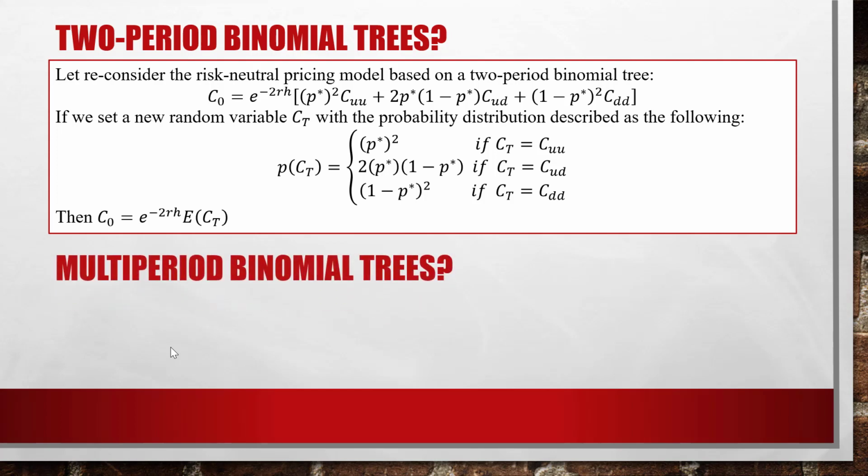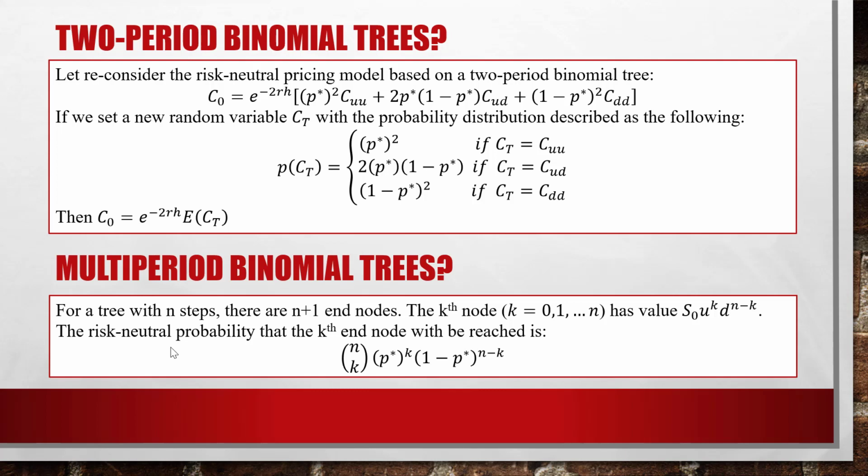Now, multi-period binomial trees. For a tree with n steps, there are n plus 1 nodes at the end. The k-th node, k equal to 0 to n, has value S0 times u to the k times d to the n minus k. The true probability that the k-th node will be reached is n choose k times p star to the k times 1 minus p star to the n minus k. So this is how we calculate the payoff in case we have multiple periods.